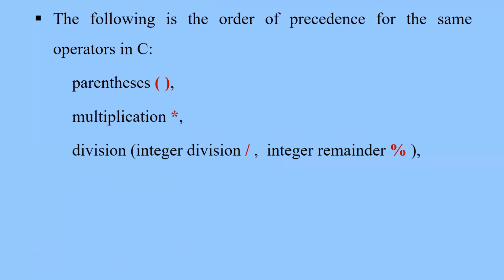The following is the order of precedence for the same operators, but now in C. Of course, parentheses comes first, followed by multiplication. Then we go to division. In C, division is of two types. We have the integer division, which usually generates the whole number part of the figure only. And then we have integer remainder, or what we call modulus. And this one usually generates only the remainder part or the fractional part. Then we have addition and subtraction.